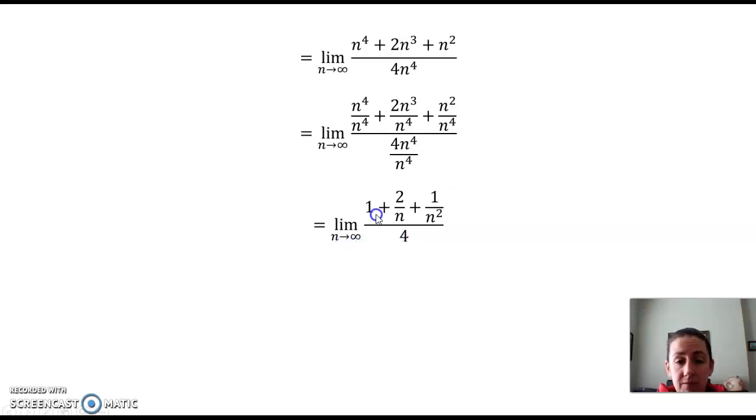As n approaches infinity, 1 will go to 1. As n approaches infinity, 2 divided by n will go to 0. 1 over n squared will go to 0. And 4 will stay as 4. And it turns out that this limit is 1/4.